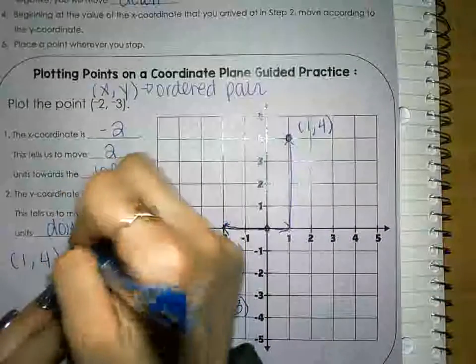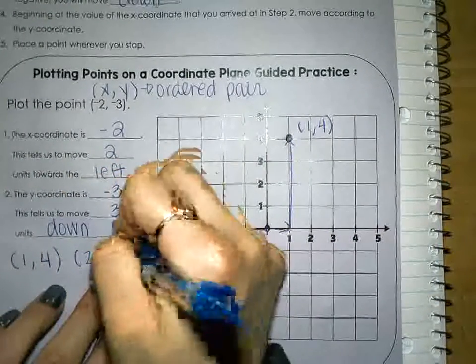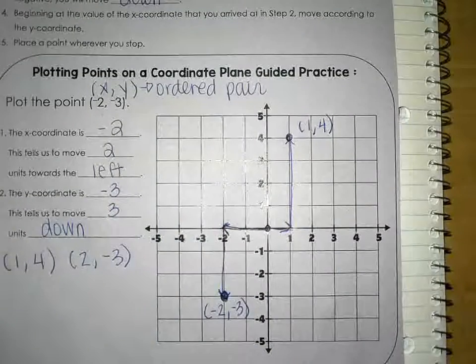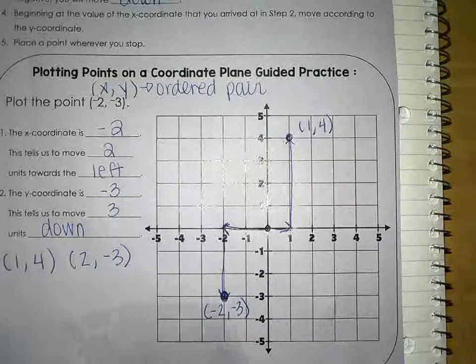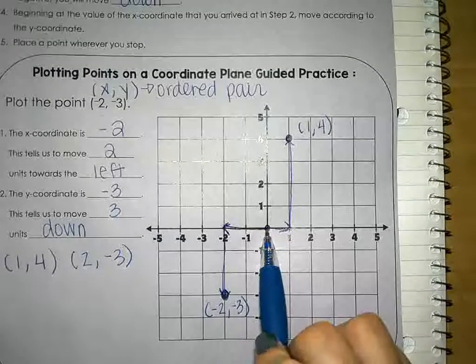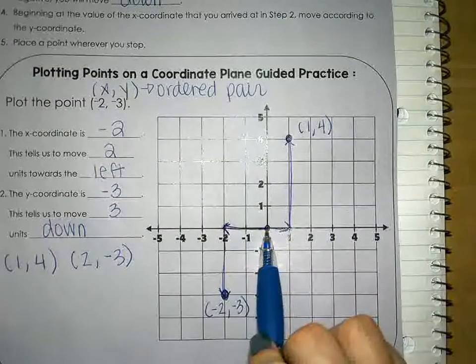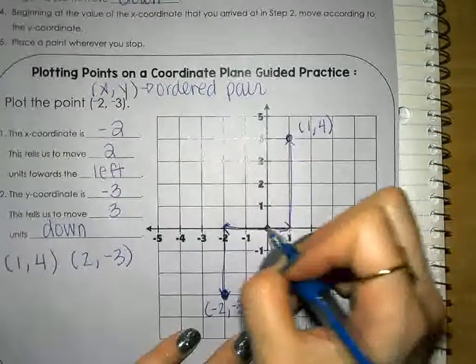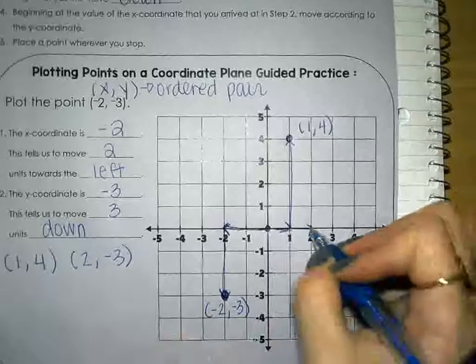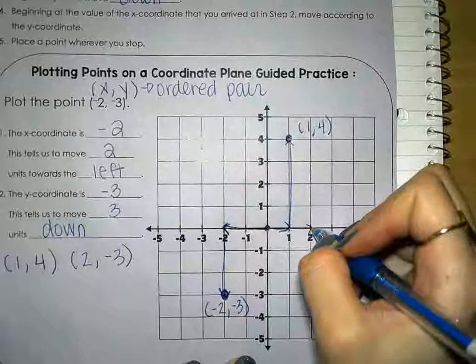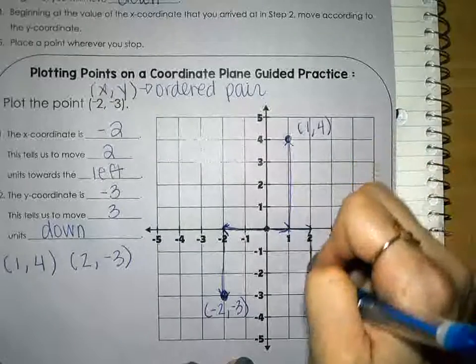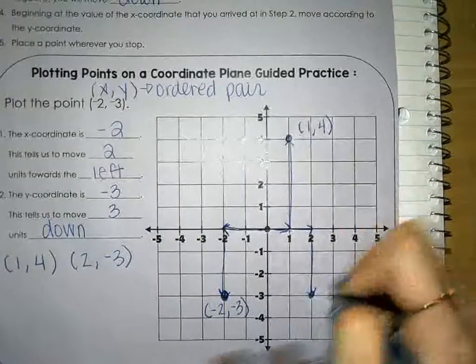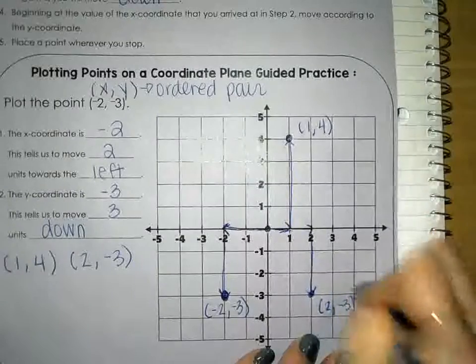Okay, let's do this one. What if I give you the point 2, negative 3? What's my starting point, everyone? Origin. What does the 2 tell me to do? Go to what direction? So I'm going to go 2 to the right. And what's the negative 3 tell me to do? Go down 3, put a dot, label it 2, negative 3.